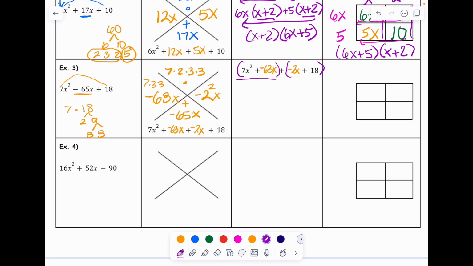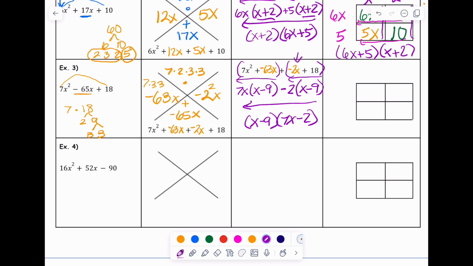So in this one, we have a 7x in common, and we're going to be left with x minus 9. In this one, because this guy is negative, we're going to be taking a negative 2 out, and we're going to be left with x minus 9. And then that allows us to see that we have x minus 9 in common, and our leftover is going to be 7x minus 2.